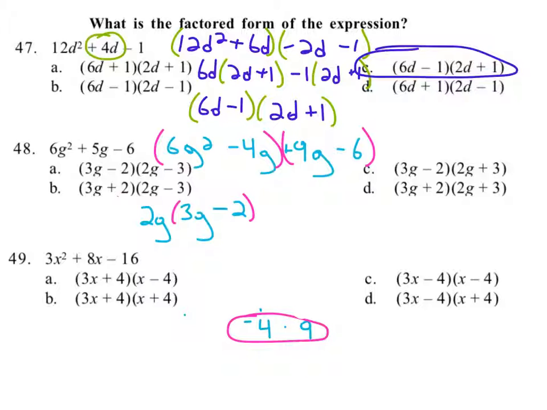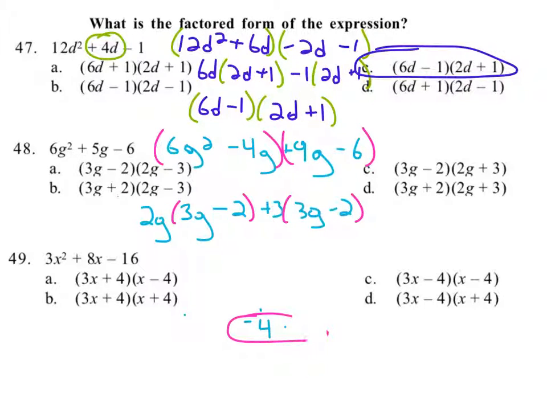What can we factor out of 9g minus 6? Well, we can factor out a positive 3. What do we have left? We have 3g and negative 6 divided by 3 is negative 2. And like I said, we always want to see we've got the same thing twice there, and that's great.